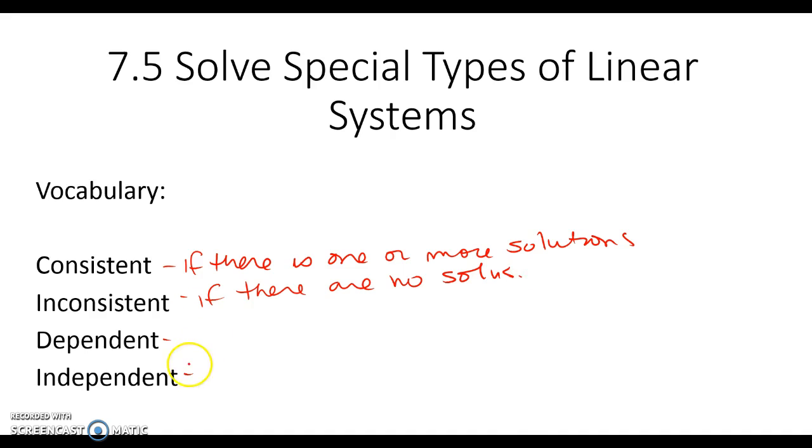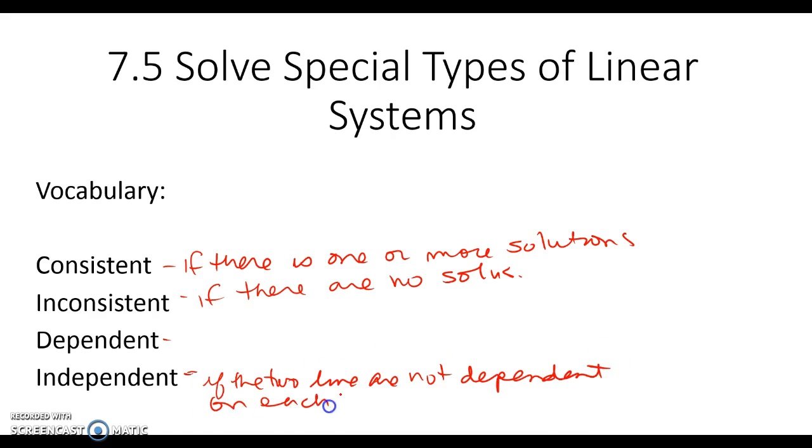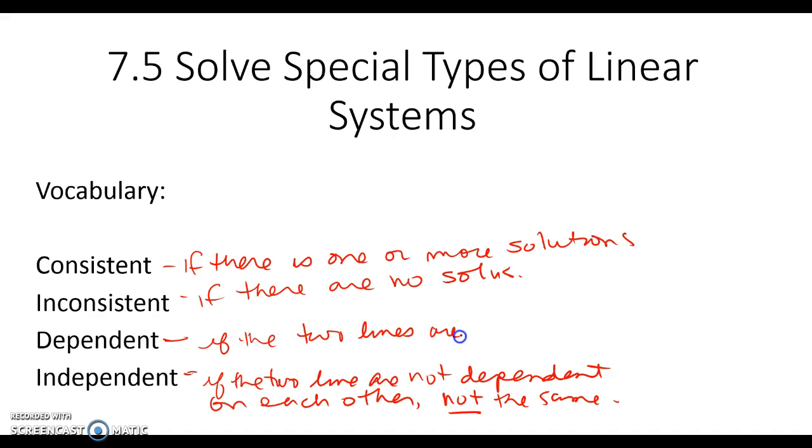The system is independent if the two lines are not dependent on each other, that is, not the same line, right? A system is dependent if the two lines are actually the same line.